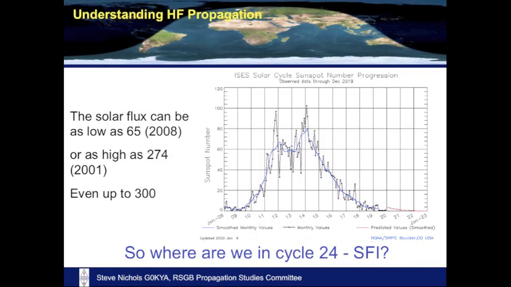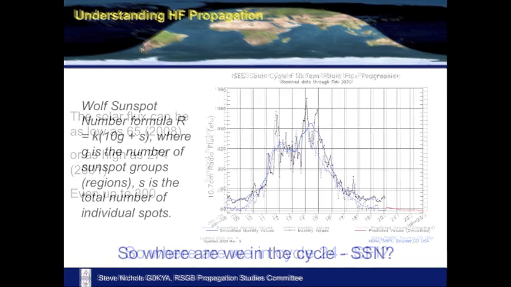The solar flux index can be as low as 65, as it was in 2008, or as high as 274, which we saw in 2001. It can even go up to around about 300. At the moment it's been about 70, but that's because we're at the bottom of solar cycle 24. The current predictions are that the minimum will be somewhere between April 2020 and October 2020. When solar cycle 25 does start, and there are signs that it is coming, we can expect the solar flux index to rise quite quickly.